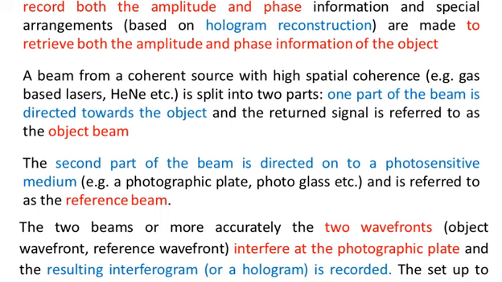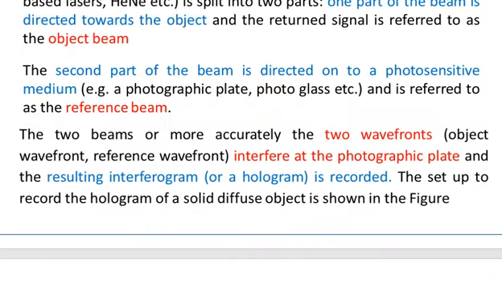A beam from a coherent source with high spatial coherence, for example gas-based lasers or a helium-neon laser, is split into two parts. One part of the beam is directed towards the object, and the returned signal is referred to as the object beam. The second part of the beam is directed onto the photosensitive material, for example a photographic plate or photoglass, and is referred to as the reference beam.